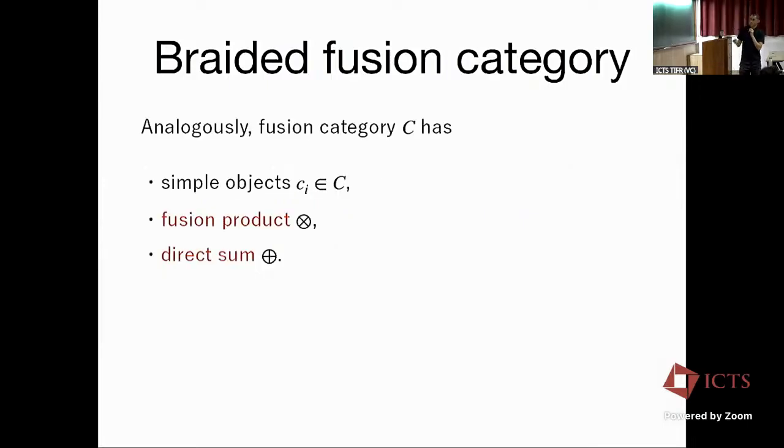And similarly, fusion category C has simple objects. This corresponds to irreps. And then they are equipped with two binary operations, fusion product and direct sum. So I'd like to take this as a working definition of a fusion category in this talk. So the important point is that you have simple objects and you have two operations.